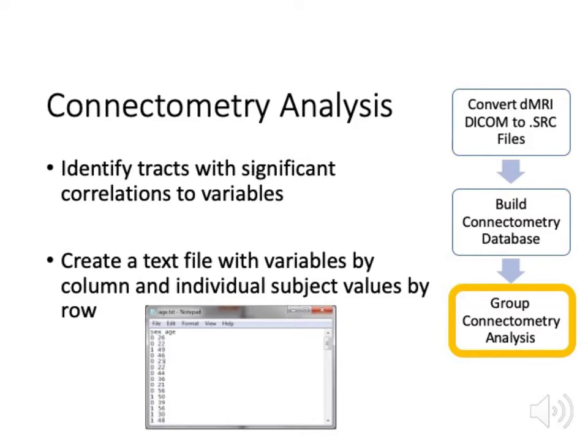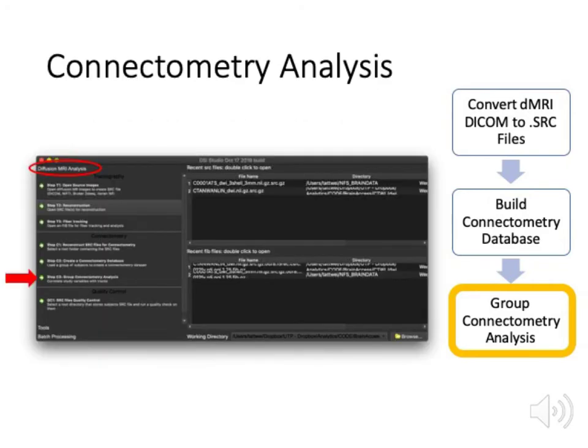Prior to interacting with the software, we need to generate a text file with individual covariate and factors listed in columns. So the first row would be the name of the covariate factor. In this case, sex is the factor and age is the covariate. And then subsequently, all the entries must be subject matched to the entries in your directory. Once you have this text file prepared, go ahead selecting this tab, Diffusion MRI Analysis, and clicking the last tab here, which is Group Connectometry Analysis.